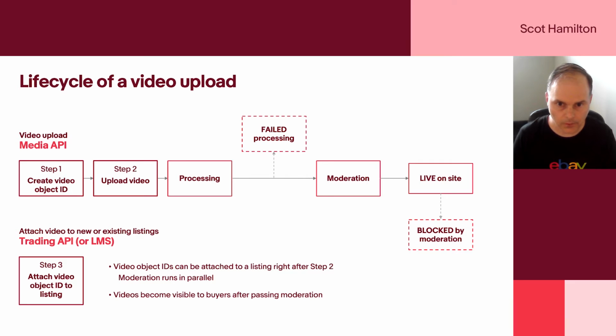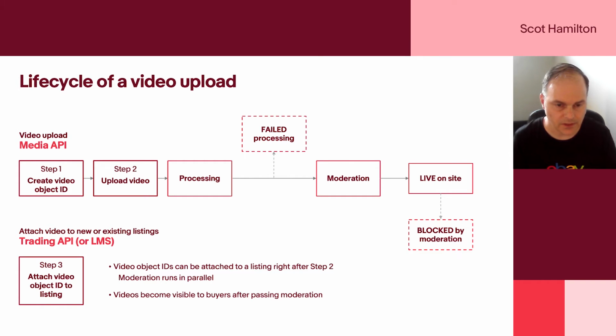1 is uploading the video. 2 is making sure the video is safe and compliant with eBay's policies. And the last part is attaching that video to a listing so that buyers can ultimately see it. So when we're talking about the APIs, again, this is how sellers can do this today with direct integrations to APIs or through third-party tool providers.